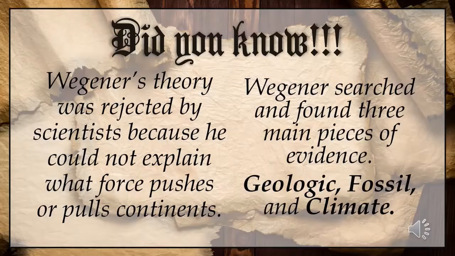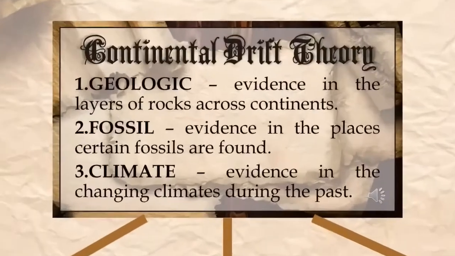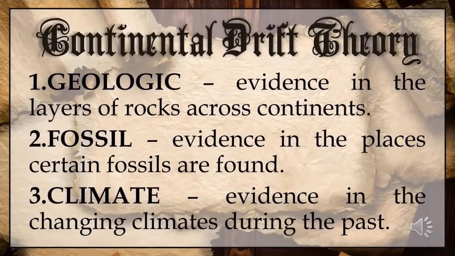Did you know that Wegener's theory was rejected by scientists because he could not explain what force pushes or pulls the continents? That's why Wegener proceeded by providing strong pieces of evidence of his continental drift theory. He searched and found three main pieces of evidence: the geologic, fossil, and climate. The first one is geologic. Those are evidences in the layers of rocks across continents.